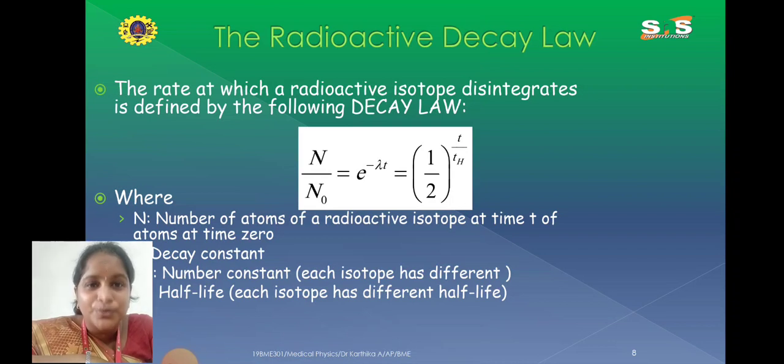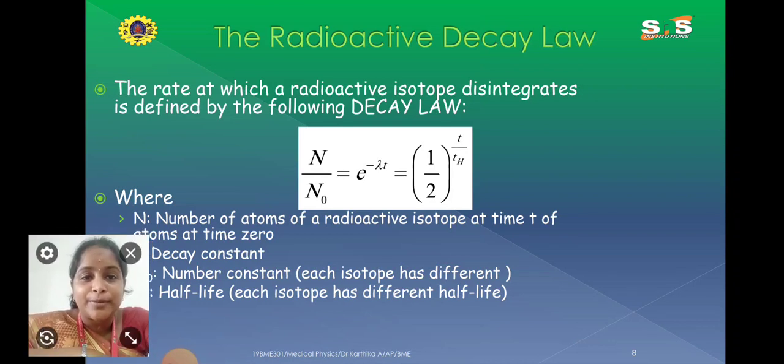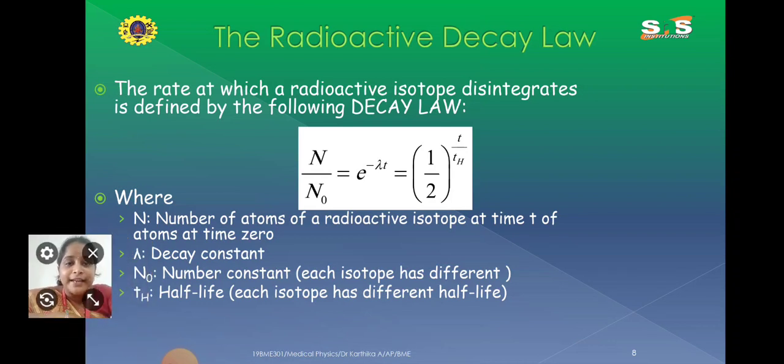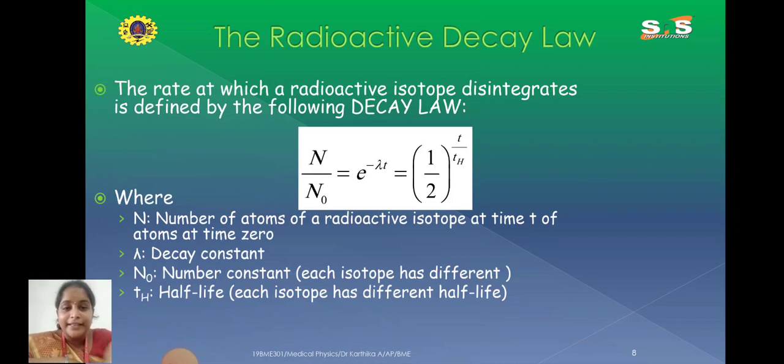1 by 2 whole power t by T half, where N is the number of atoms of the radioactive isotope at time t, and N naught is the number of atoms at time 0. Here lambda is the decay constant. Each isotope has a different decay constant, and T half is the half-life. Each isotope has different half-lives while emitting radiation.